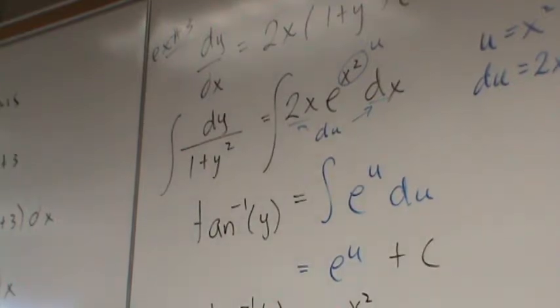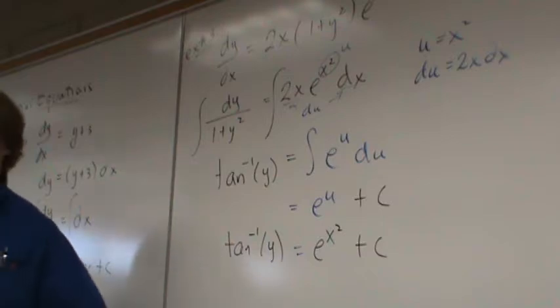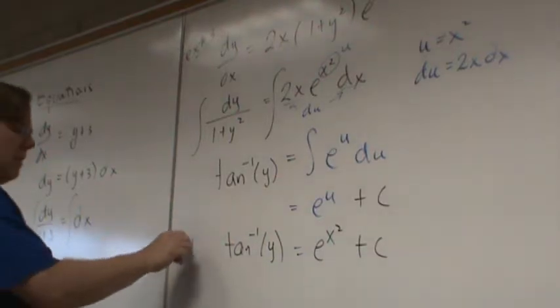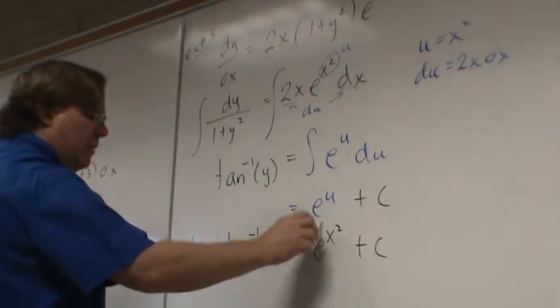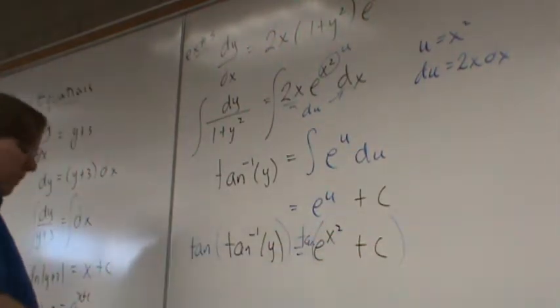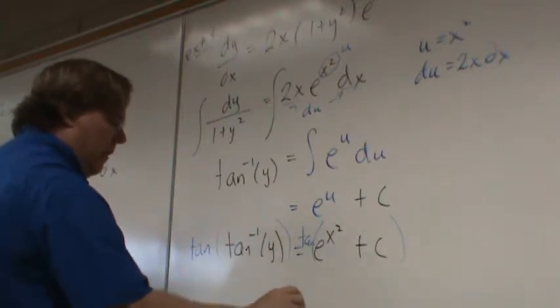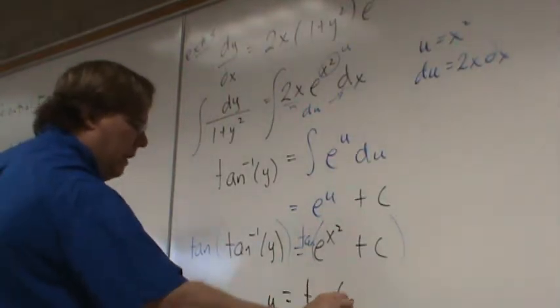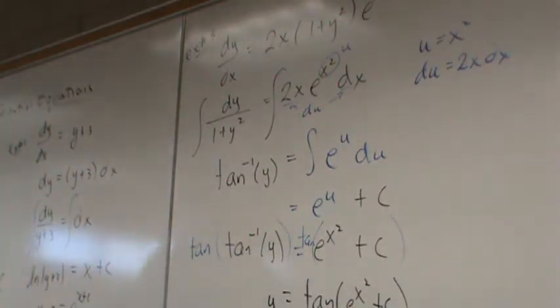And then if I want to solve for y, I'm going to have to get the inverse tangent. I'm going to have to get the tangent of both sides of the equation. So the tangent of the inverse tangent of y just leaves me with y. And then I'll end up with the tangent of e to the x squared plus c. And then if they give me an initial condition, I can find c.